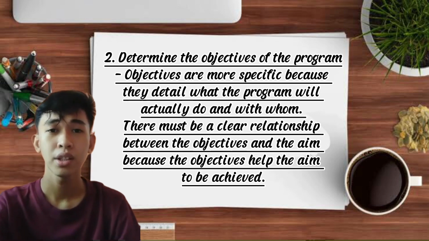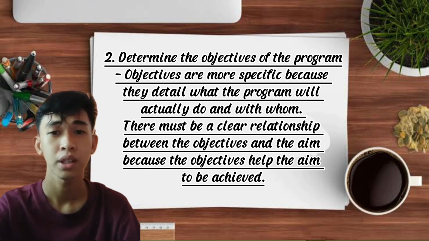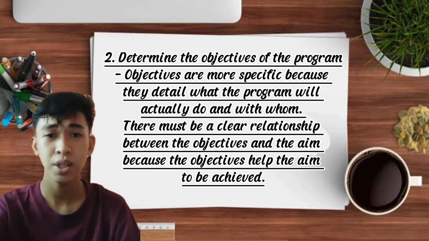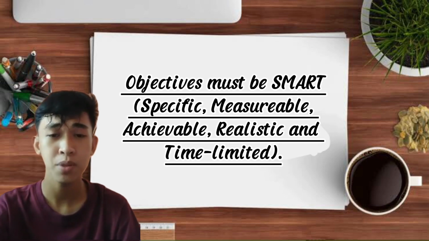Number 2 is determine the objectives of the program. Objectives are more specific because they tell what the program will actually do and with whom. There must be a clear relationship between the objectives and the aim because the objectives help the aim to be achieved. Objectives must be SMART: specific, measurable, achievable, realistic, and time-limited.